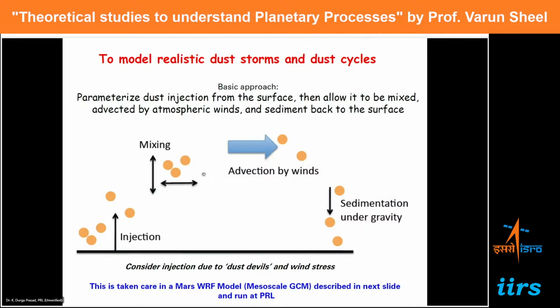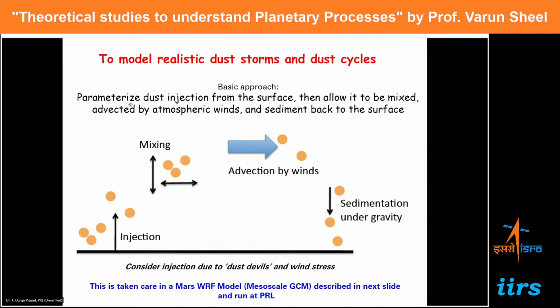But what if the dust is in motion? So now you are bringing dynamics into the picture. So it is possible to model the realistic scenario of the onset of the dust storm, the movement of the dust storm, and the dust cycle. So how is it done?